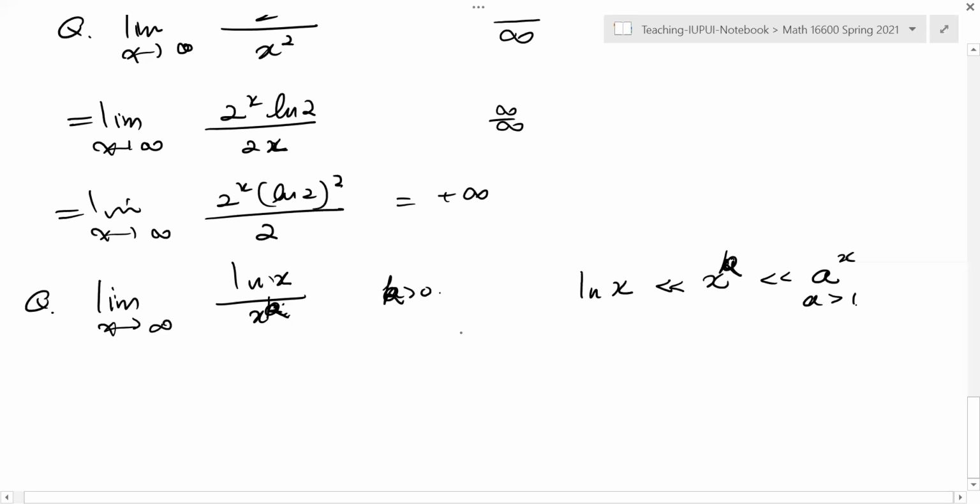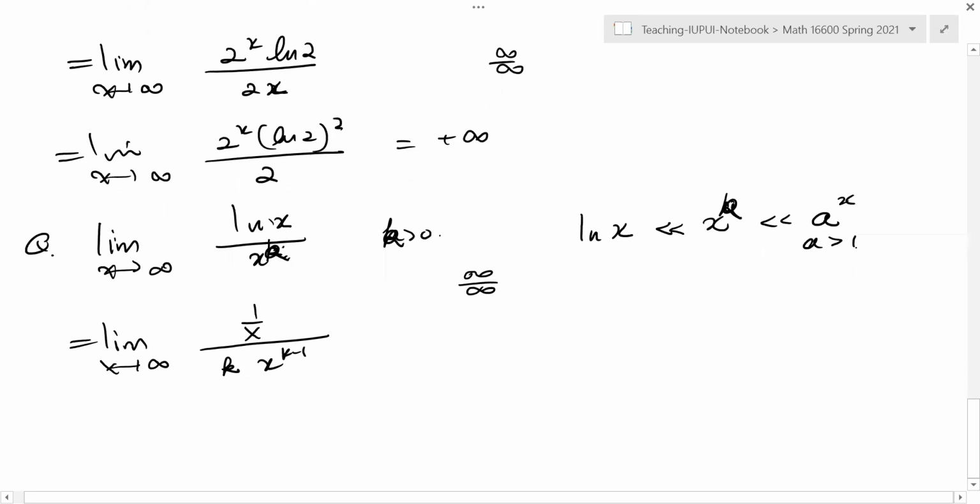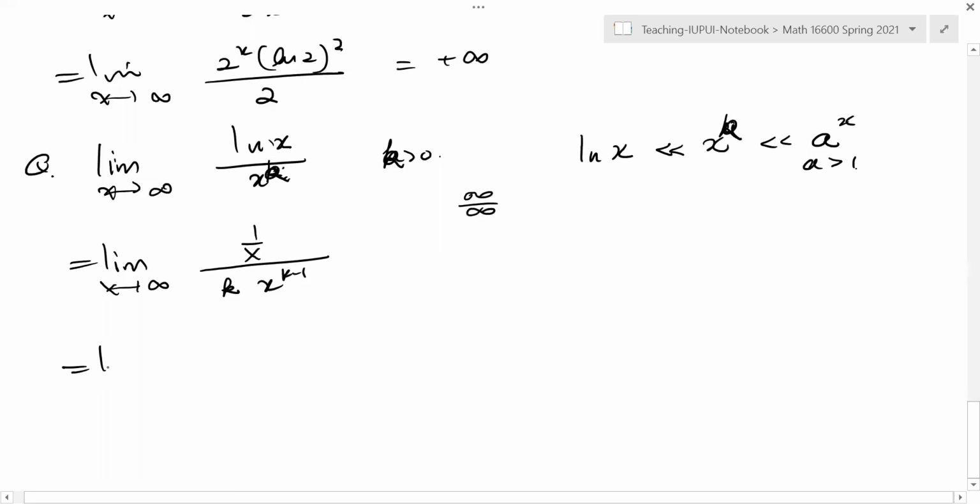This is an infinity over infinity type, so you can apply L'Hopital's rule, right? The derivative of natural log of x is going to be 1 over x, and the denominator will be k times x to the k minus 1. So let's simplify it first. When you simplify, you move 1 over x down here, so you get x to the power k. And clearly, the denominator approaches infinity and the numerator is constant, that's why it's going to be 0.